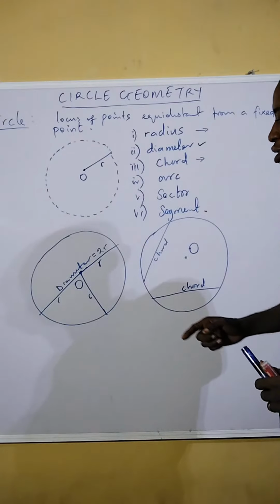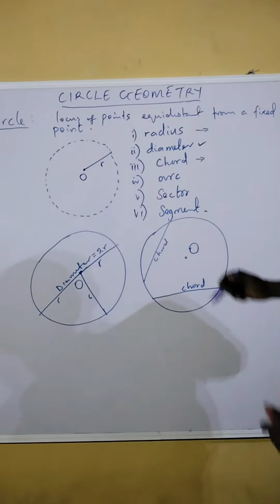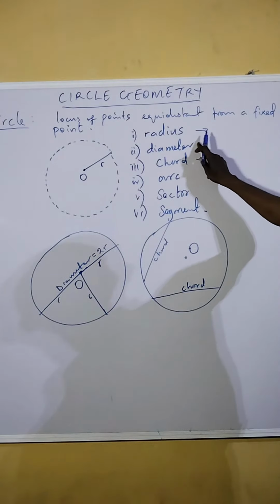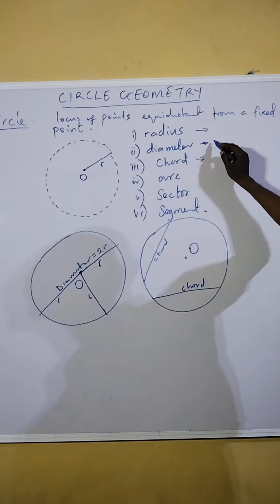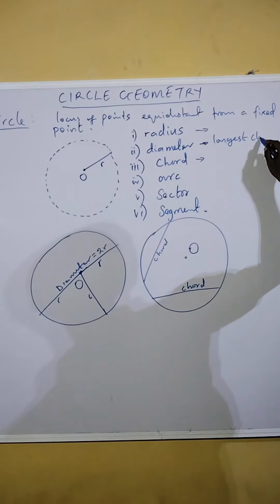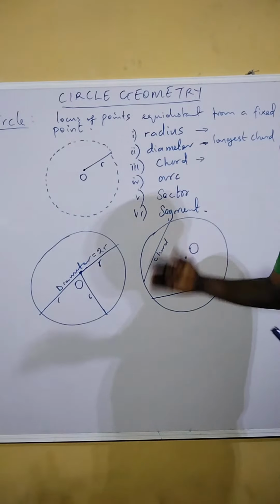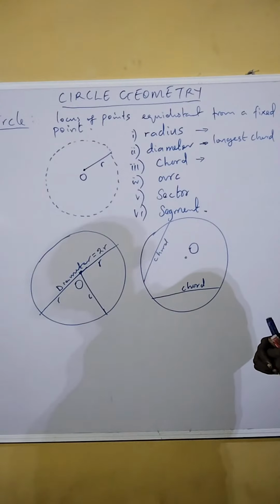Now we look at the diameter, it also touches at both sides. So the diameter is also a chord, but a special kind of chord, which you can call the longest chord of a circle. So the diameter is referred to as the longest chord of a circle.